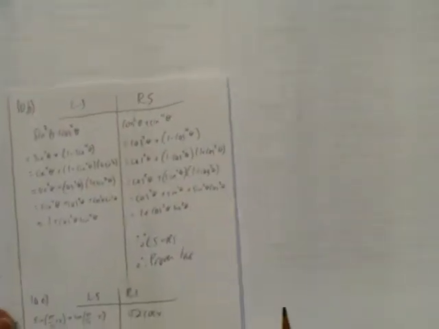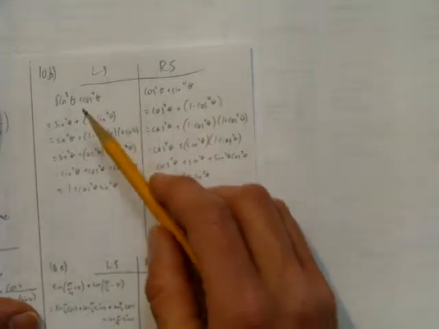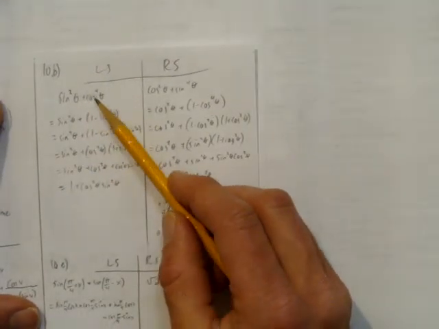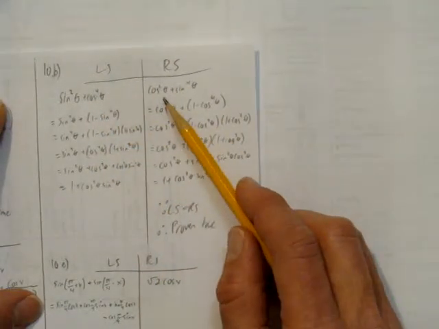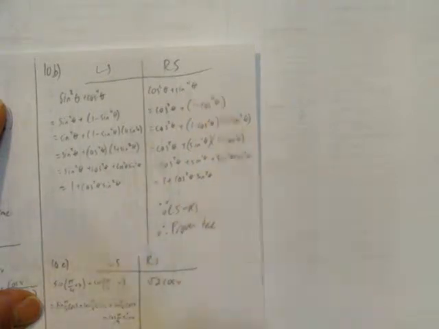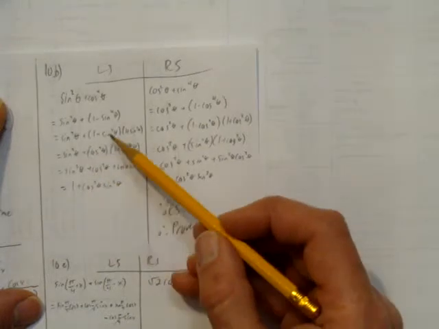Over to 10b here. For 10b, I wanted to prove that sine squared plus cosine to the power of 4 equals cosine squared plus sine to the power of 4. For me, this is one of the harder ones. It took me a few minutes to solve this one.